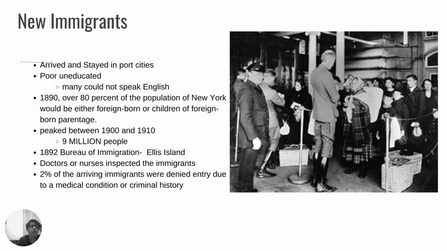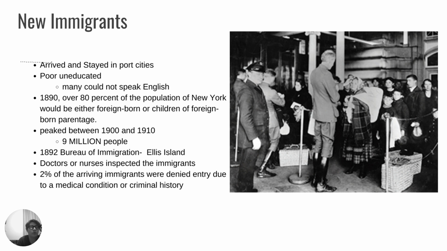Then these new immigrants are different than many of the others. They are tending to be staying in the port cities like New York City. They are primarily uneducated and lower class. Many of them cannot speak English. And 80% of the population of New York was foreign-born or children of foreign-born by 1890, and this is a large increase. Between 1900 and 1910, 9 million people immigrate to the United States, and folks are going to try to start to organize this immigration.